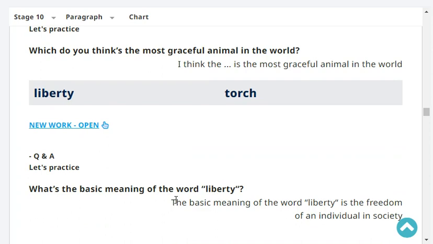Which do you think is the most graceful animal in the world? I think the swan is the most graceful animal in the world. Very good.